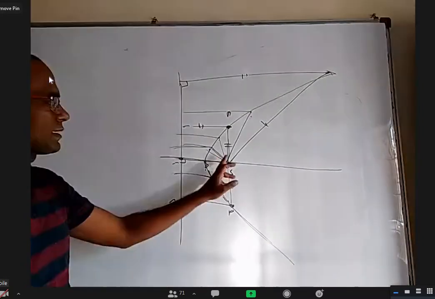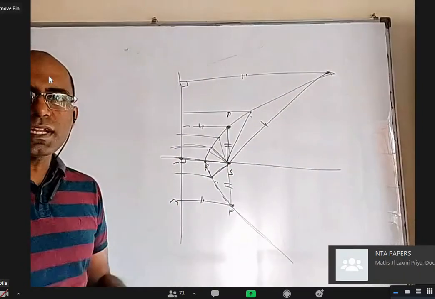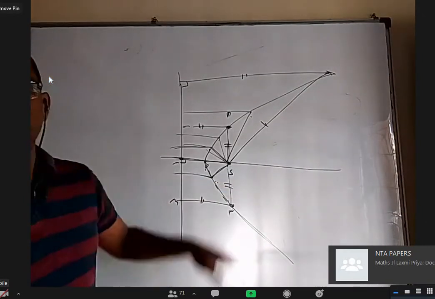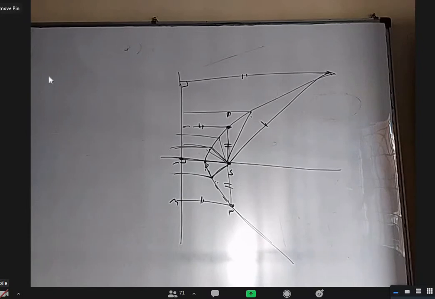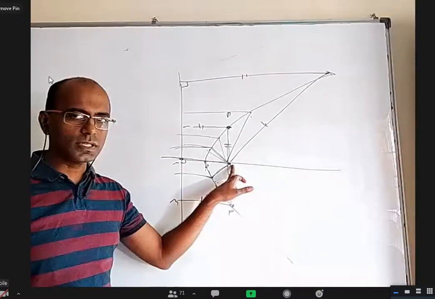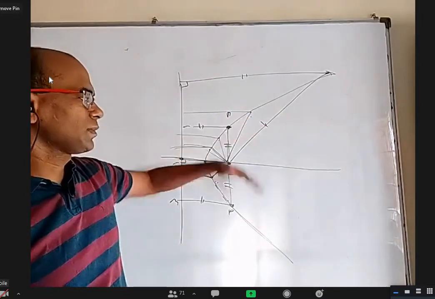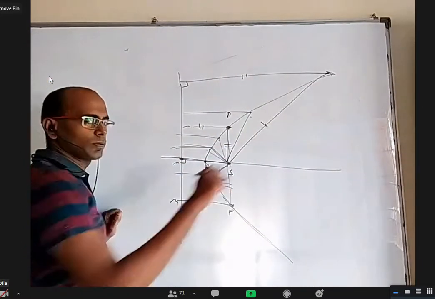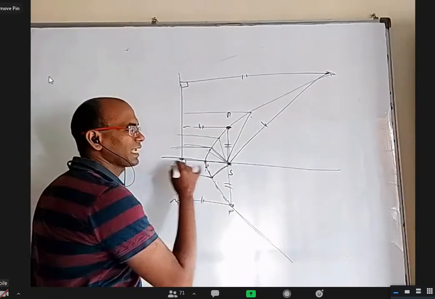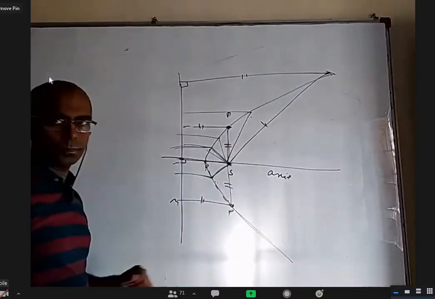So this is our fixed point called focus. This is our fixed line called directrix. Imagine a line which passes through the focus and is perpendicular to the directrix like this. I can say the whole figure is symmetrical about this. So this is our parabola actually. This is the focus. There is a name for this line. This is called the axis of the parabola.